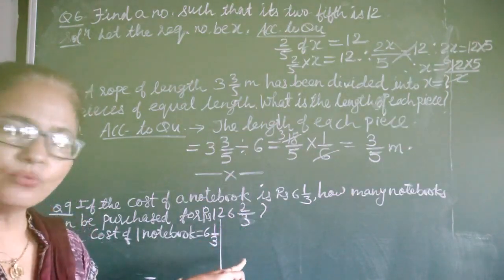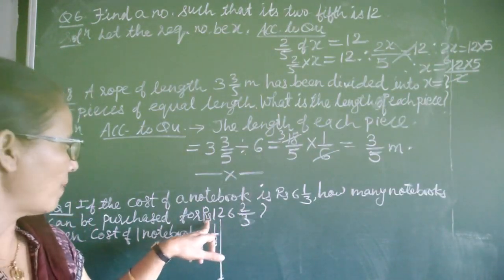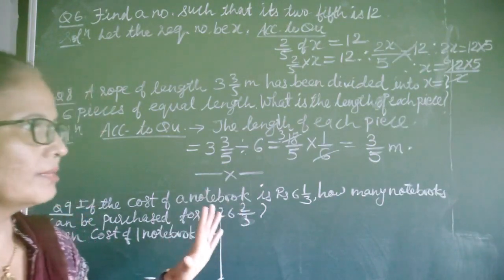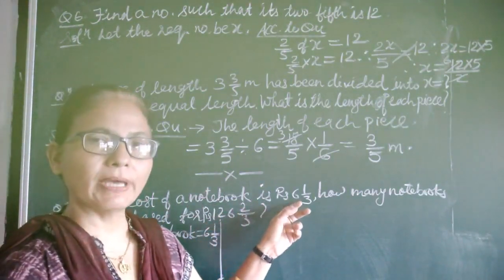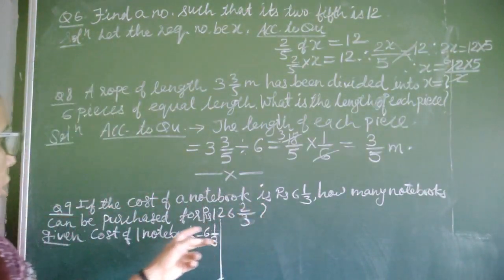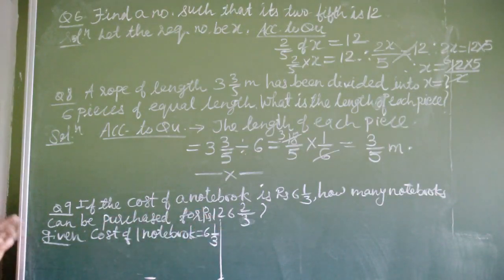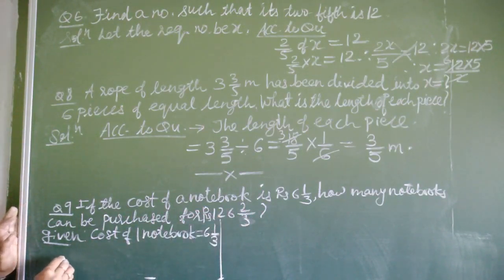So for that, what you will do? This number, what is the amount given? 126 2 by 3. In this amount you have to divide by 6 1 by 3. So you will get how many notebooks you can purchase in this much amount. So what you have to find? The number of notebooks. So you can directly write here now.